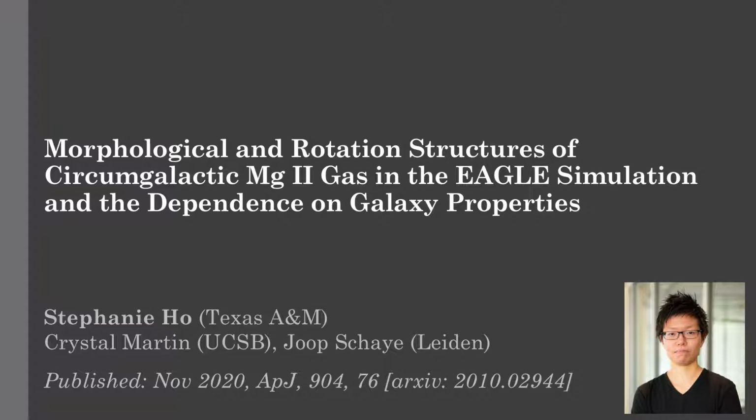Here I'm going to share with you a recently published paper which analyzed the morphological and rotation structures of the circumgalactic magnesium-2 gas around low redshift galaxies in the EAGLE cosmological simulation. In particular, we show that the corotating magnesium-2 gas extends to far away from the galaxy center, but observational bias could lead observers to underestimate the radial extent of the corotating gas.